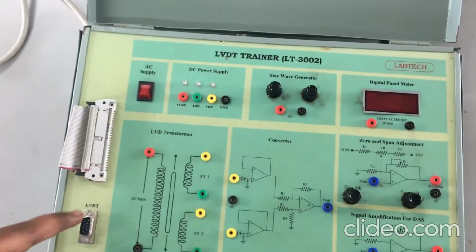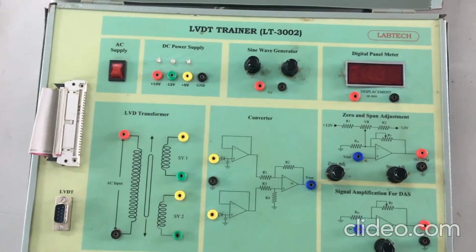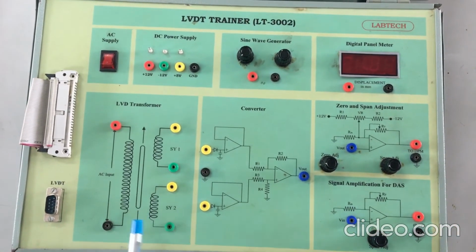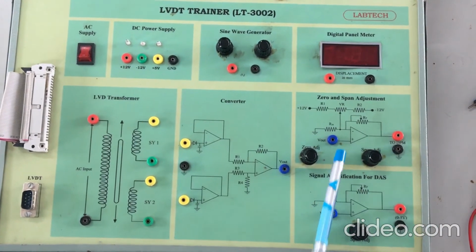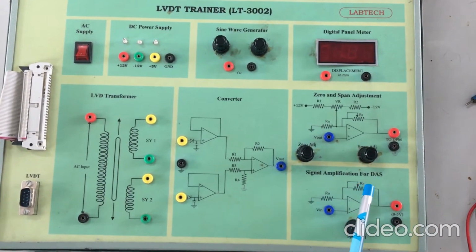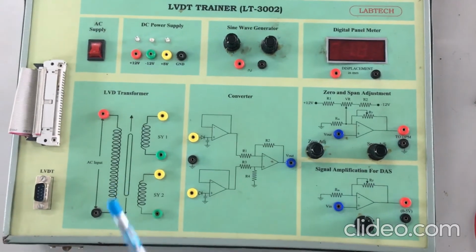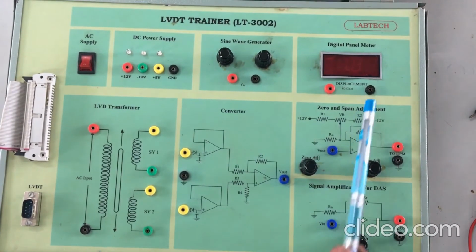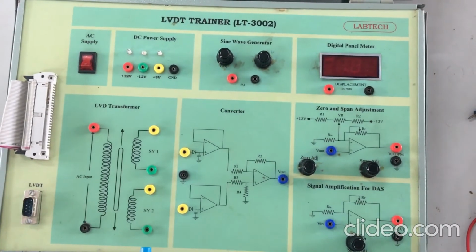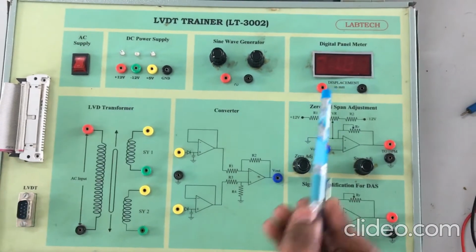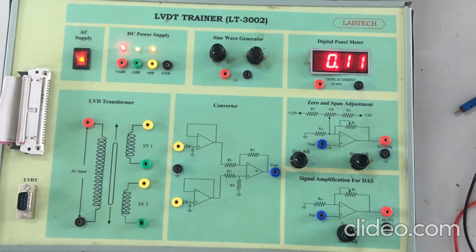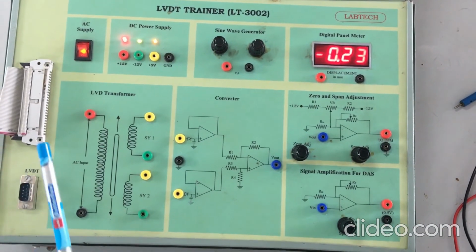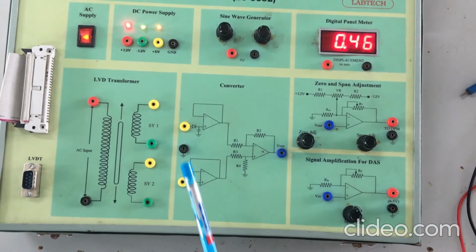So here we have the LVDT transformer setup, then the converter portion, then zero and span adjustment, and then signal amplification for the data acquisition system. So here there will be an AC supply, and then a digital panel meter. This is the value we have to obtain, the displacement in digital units. So here there will be an AC supply, and by turning it on, we can get the display like this.